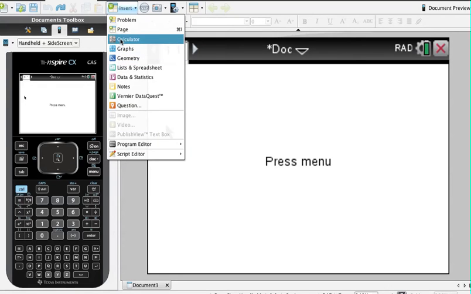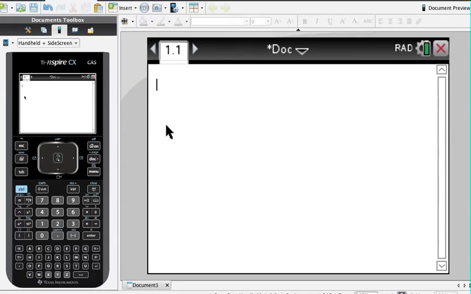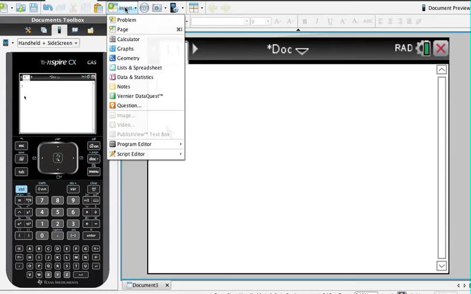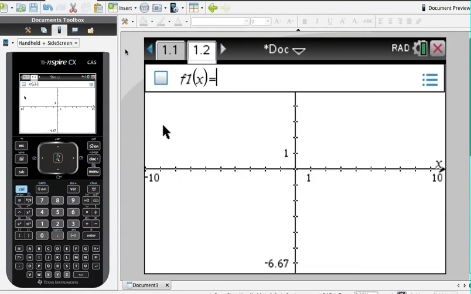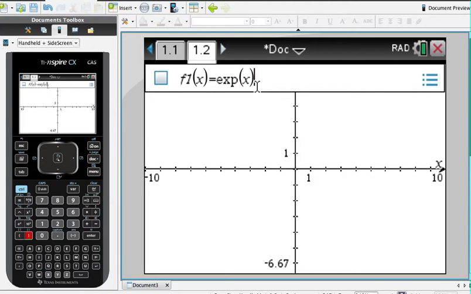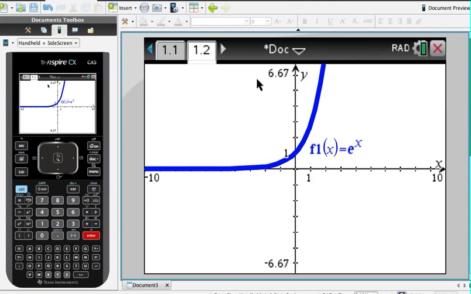So go to Insert, New Document, go to Insert and select Graph, not Calculator, that was a mistake. Select Graphs and then you will be in the graphing mode. And we're going to graph the e to the x function, exponent x. Here it is in big fat blue font.